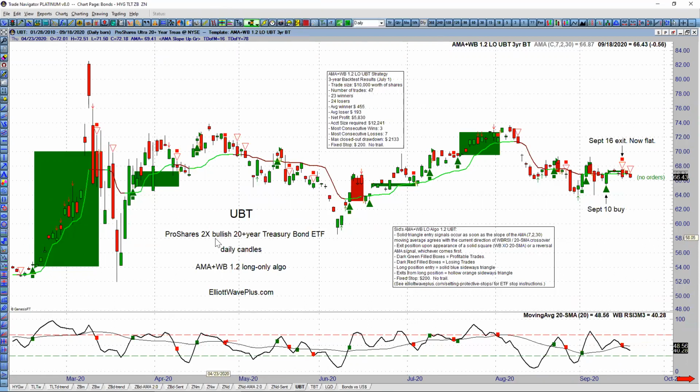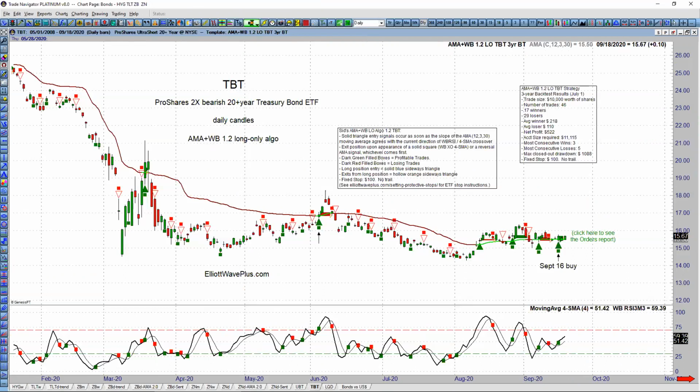So the bullish Treasury bonds did attempt a long position and closed the position out in profit, but it's currently flat. It isn't indicating a breakout yet. And the bearish bonds are actually in a long position, but it's really just crawling sideways. There's no breakout yet.